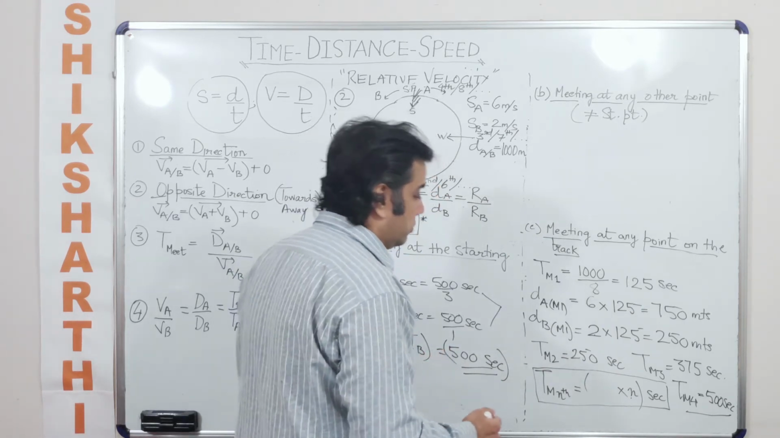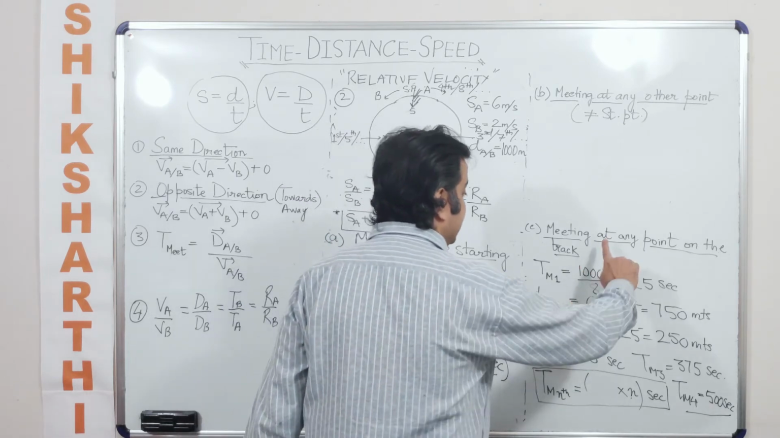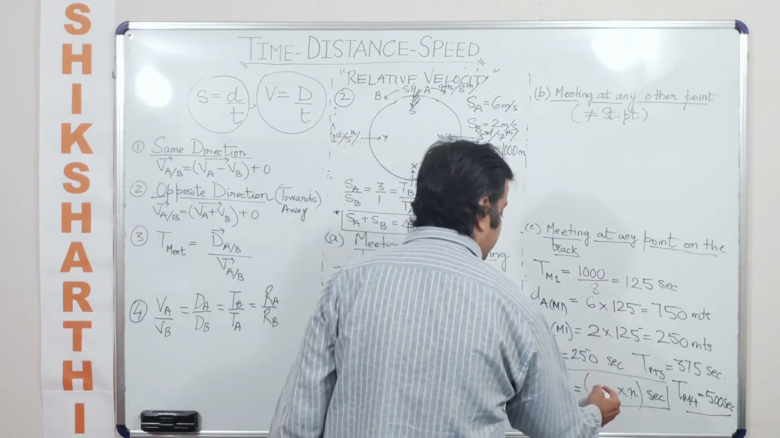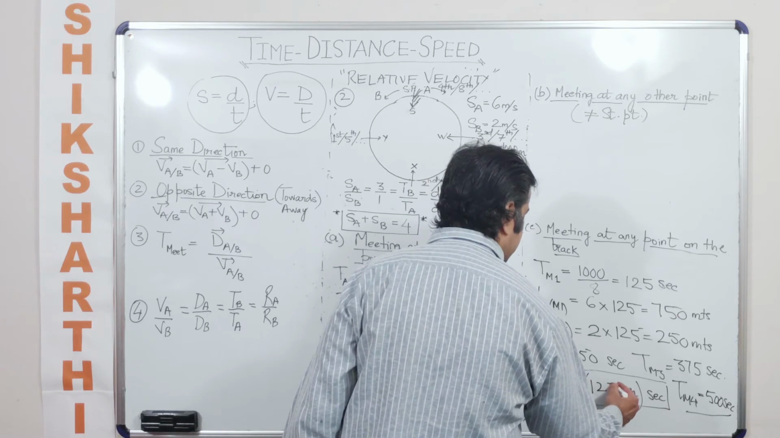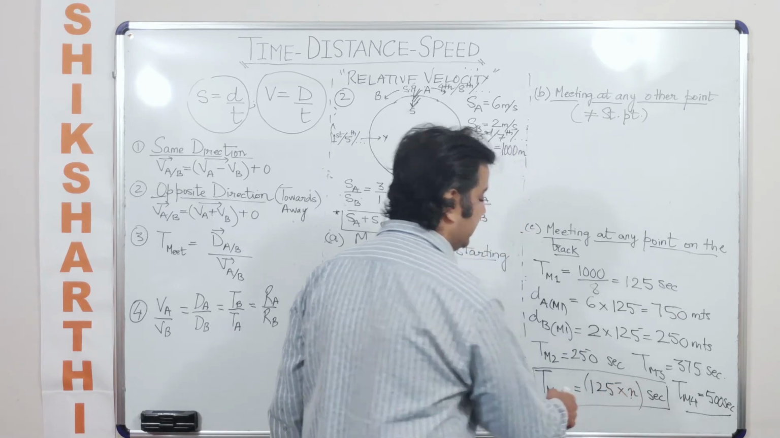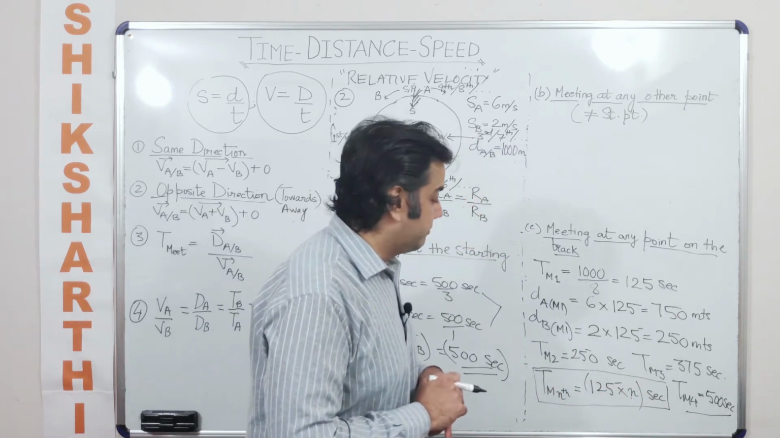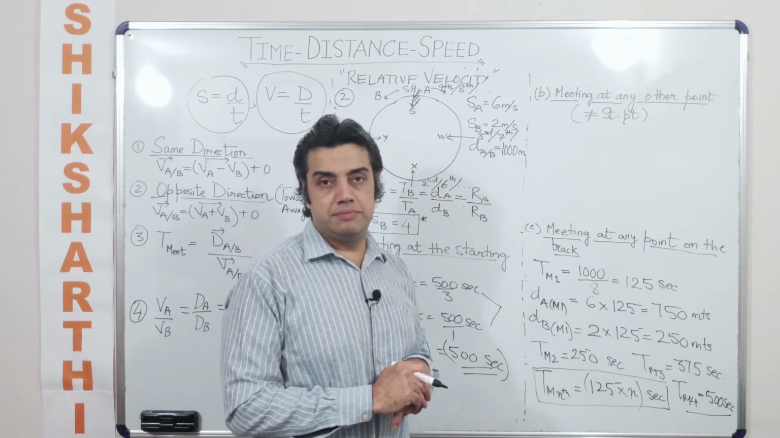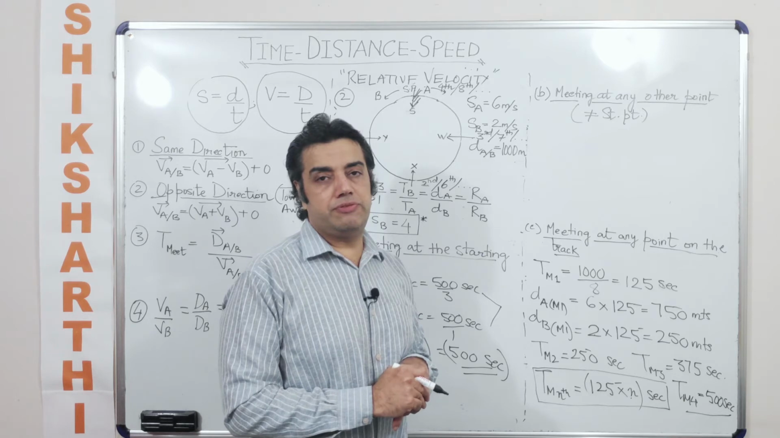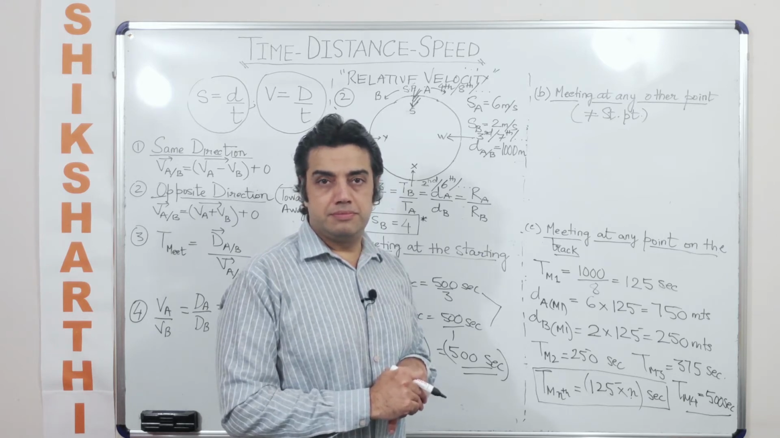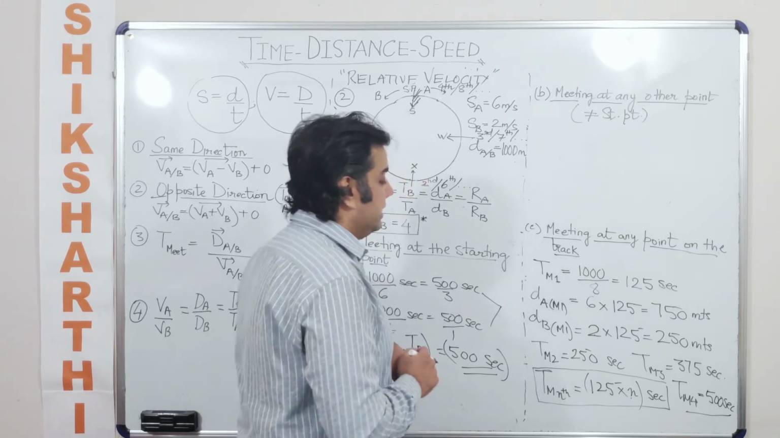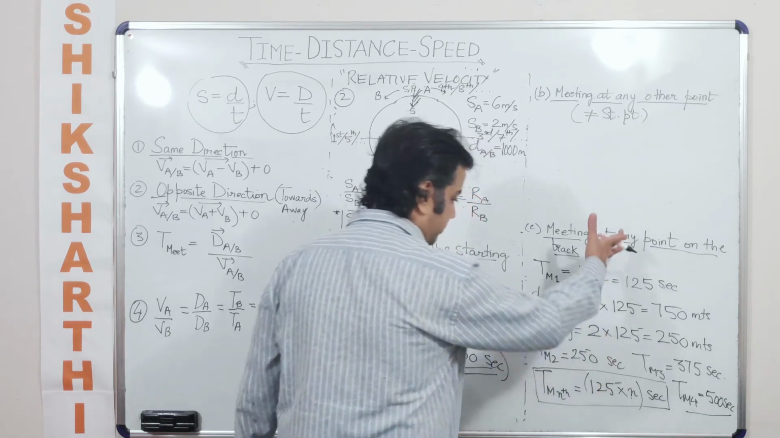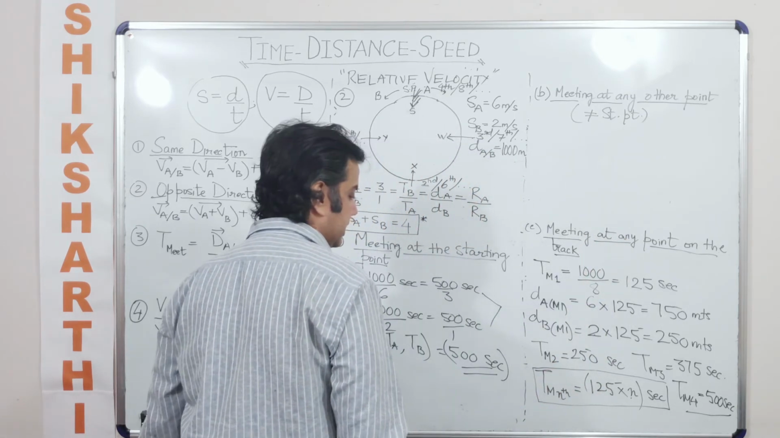right? So now can I say that they'll be meeting at any point on the track after every 125 seconds? So the nth time when they are meeting on this track will be after how many seconds? It will be 125 into n. This is what you need to understand from here, right?